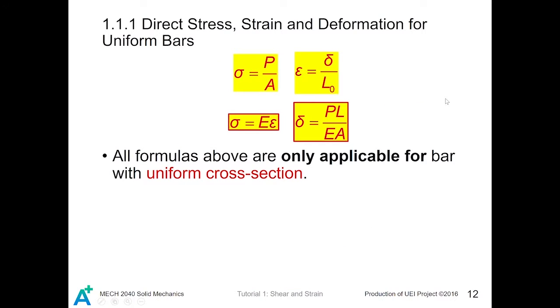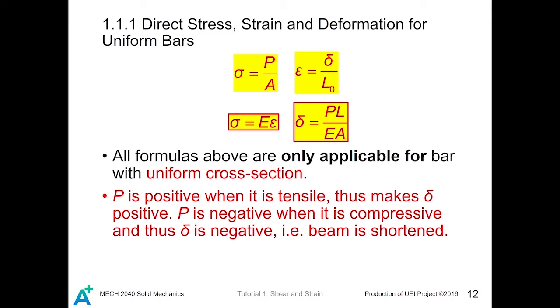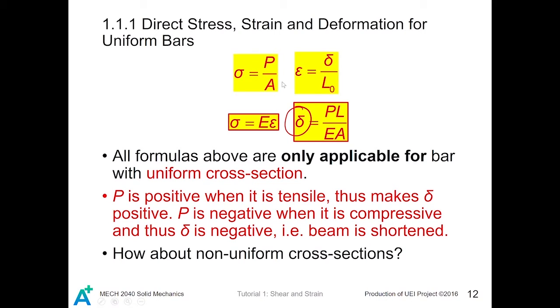So all those formulas are only applicable for a bar with uniform cross-section. As an important reminder, P can be either positive or negative. That means the deformation can be either positive or negative. Okay, so the beam can be elongated or shortened, depending on the loading conditions. So how about non-uniform cross-sections? We know in this world we are not always dealing with wonderful conditions. We need to deal with some real situations.